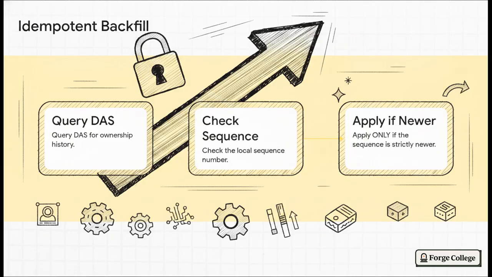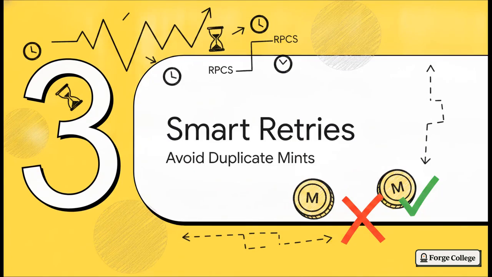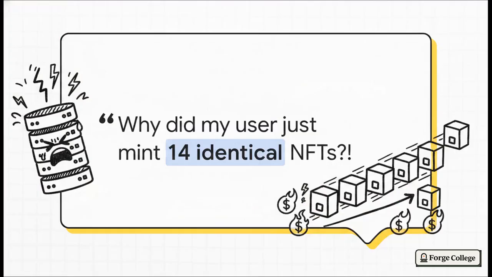You're always moving forward, never backward. Up next, Section 3, Smart retries avoid duplicates. So what happens when RPCs, your remote procedure calls, and your webhooks get noisy, start timing out, and just fail intermittently? Well, if you aren't careful, you end up shouting, "Why did my user just mint 14 identical NFTs?"